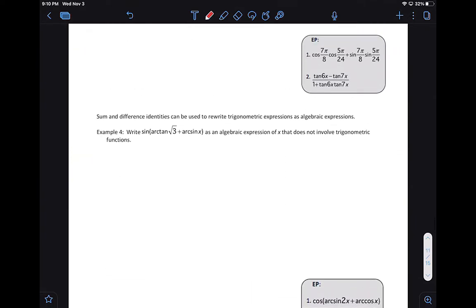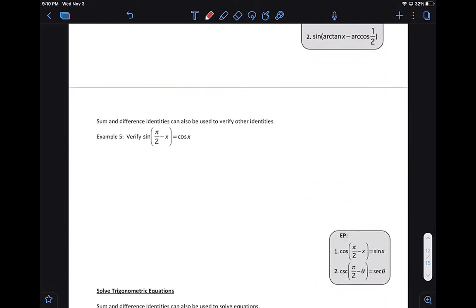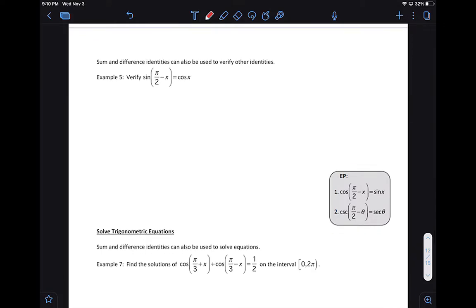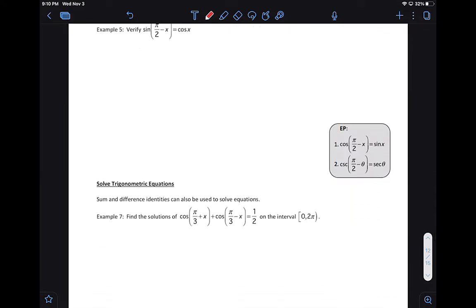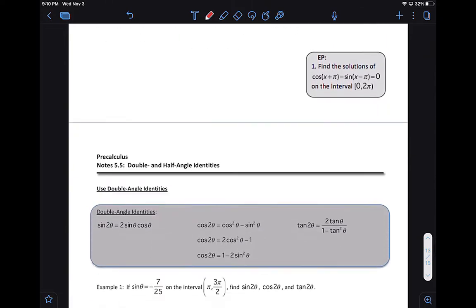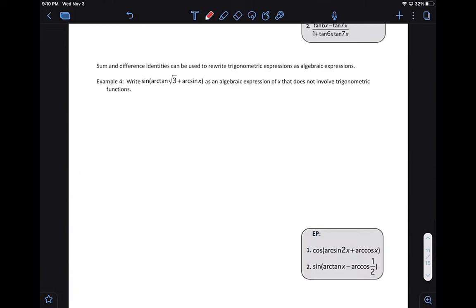Some of them are not going to actually give you things on the unit circle, so we can do that here in a second. And I might modify that question here in a second. Sometimes you'll get some where you can verify or even solve equations using some of our identities that we're looking at here. So a lot of fun stuff coming up here.